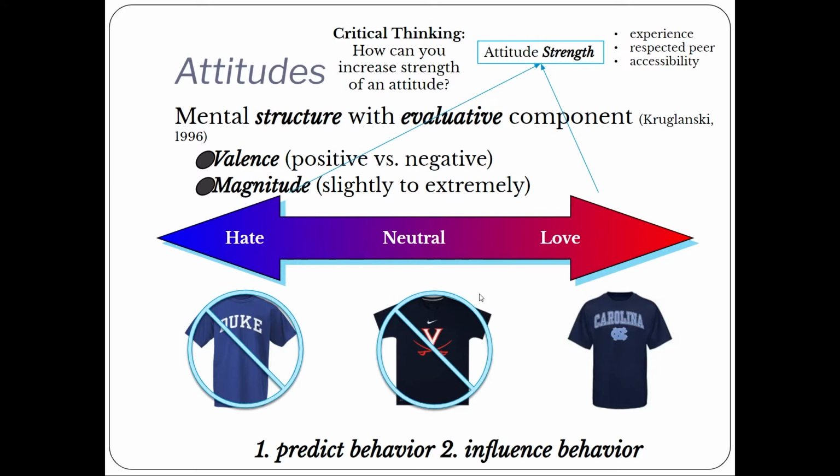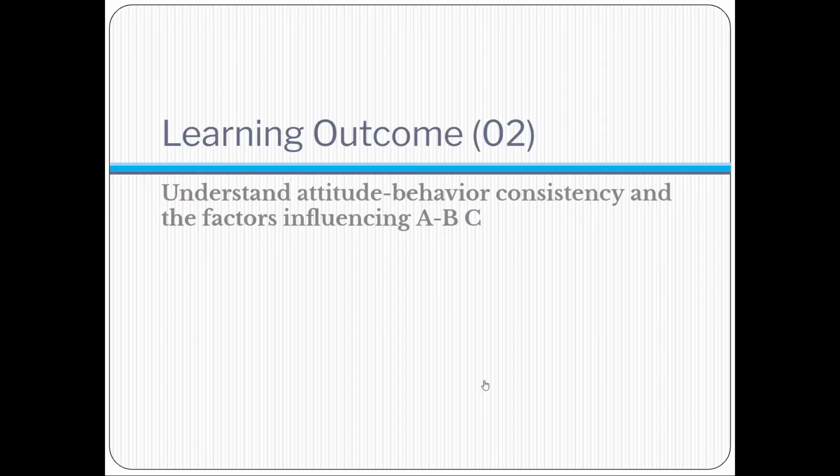And secondly, knowing that attitude predicts behavior, or leads to behavior, we could try to influence behavior by influencing somebody's attitude. So this is learning outcome number 2. And to clarify, the A and B here, if you remember, represent attitude and behavior.